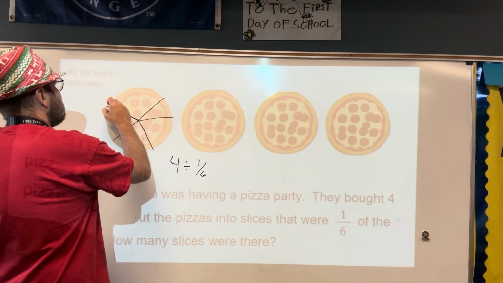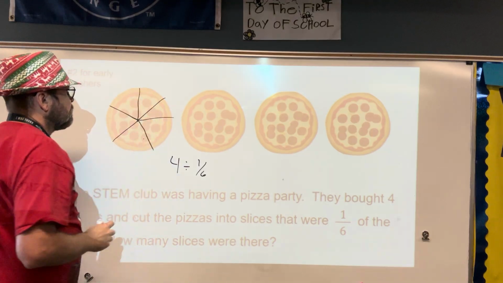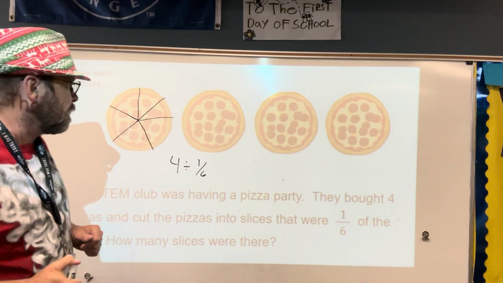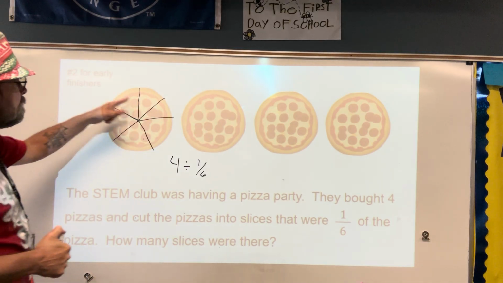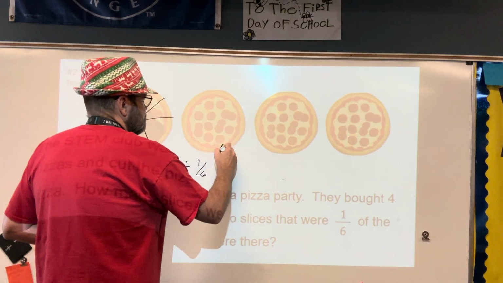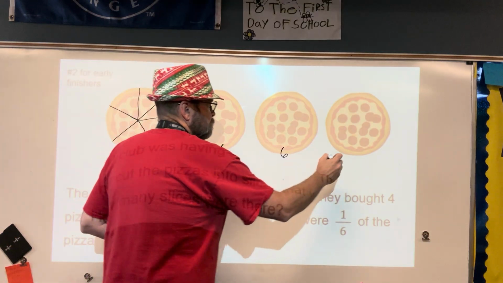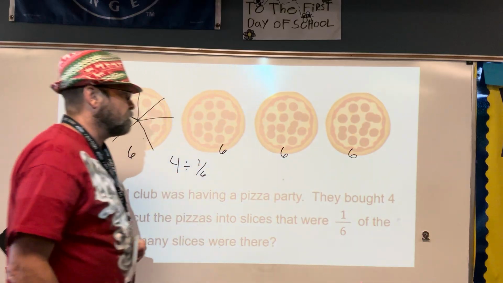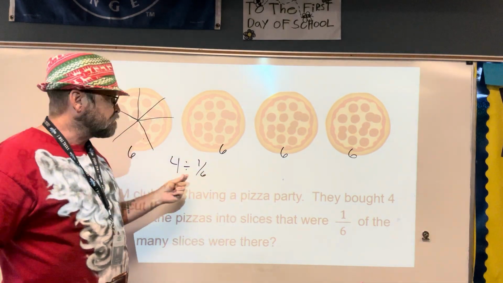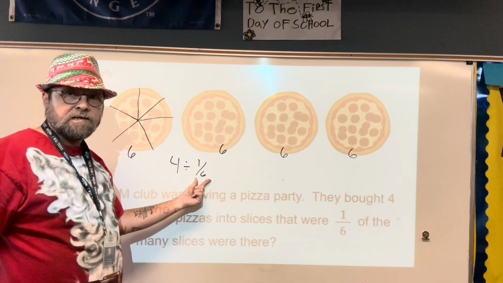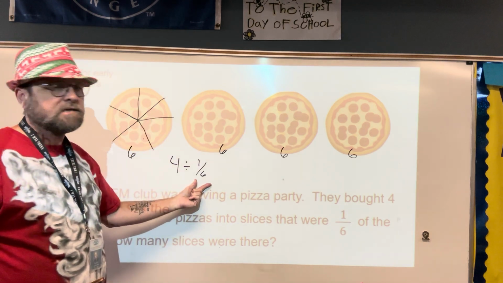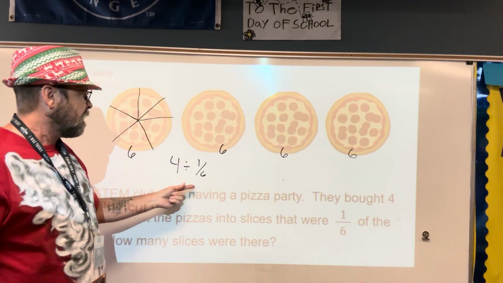We're going to pretend that these are equal sized pizzas, if we kind of squinch our eyes together, like one of those magic photos. So this pizza has 6 slices, which means this one's going to have 6, and this one's going to have 6, and this one's going to have 6. So 4 pizzas, and each piece is 1/6 of a pizza. How many slices are we going to have?